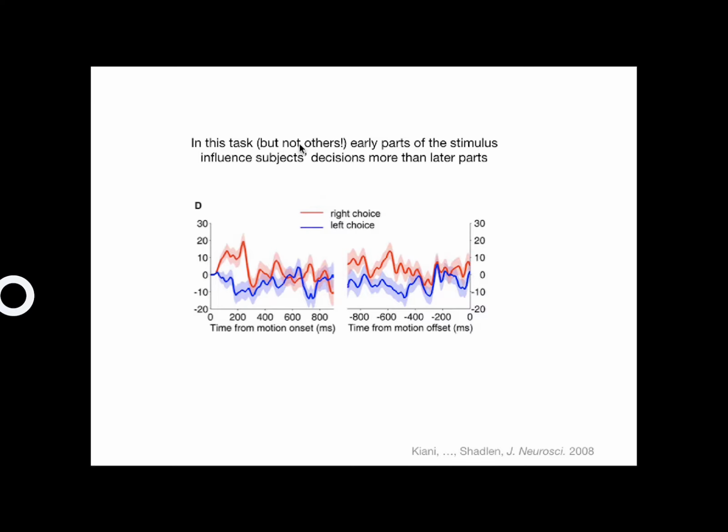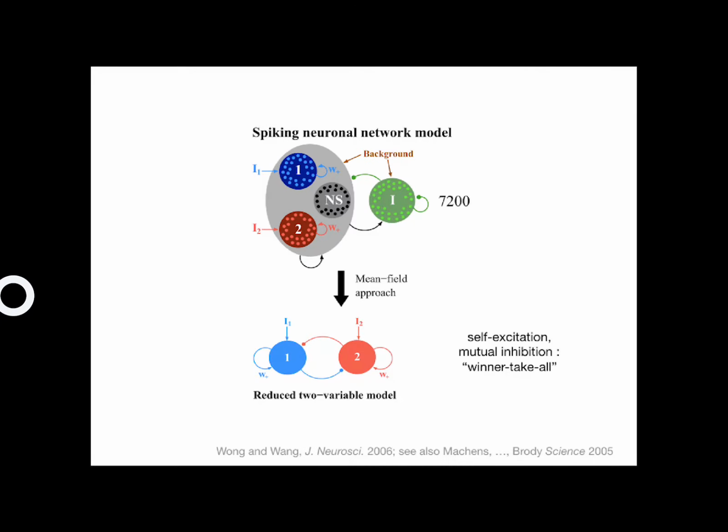I am pointing out that we see this effect of what's called primacy, the early part of the stimulus mattering more than the later part. In this task, it turns out that in other, more modern tasks that people have done, this doesn't turn out to be the case. So this thing that I'm showing you right here is not necessarily a general phenomenon. Nevertheless, let's start thinking about how we might make a model to do this.